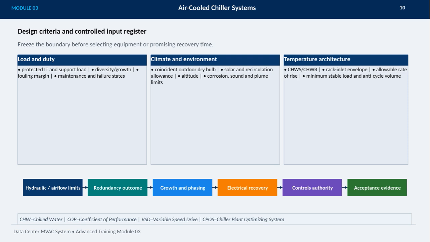Remember, key terms like CHW for chilled water, COP as the coefficient of performance, VSD representing variable speed drives, and CPOS for chiller plant optimizing system will frequently come up throughout this module.